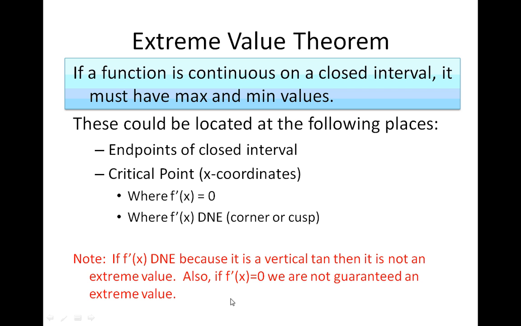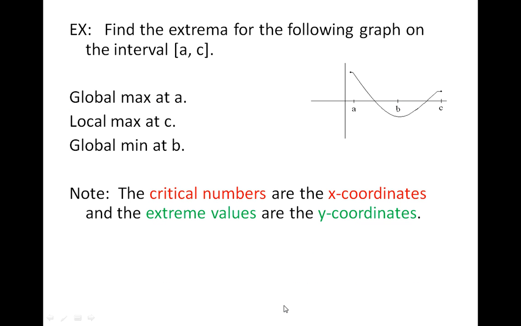I also put here at the bottom that if the derivative is 0, that doesn't guarantee us that we're going to have an extreme value. It's just kind of the other way around. You have to make sure you check places where the derivative is 0 to see if it is a min or a max. It doesn't have to be.